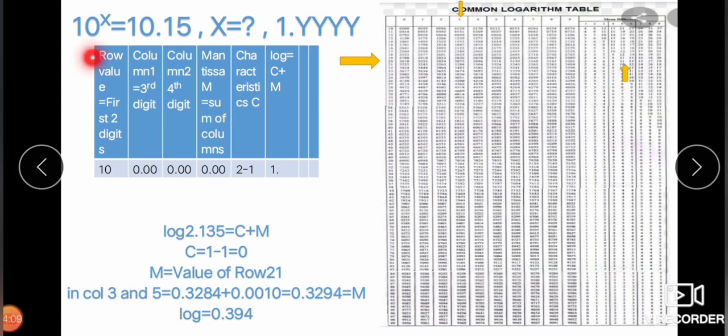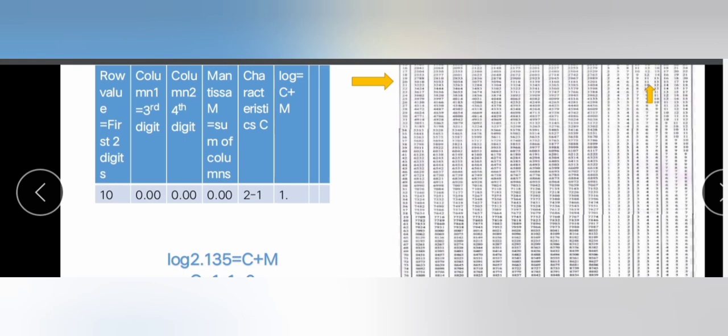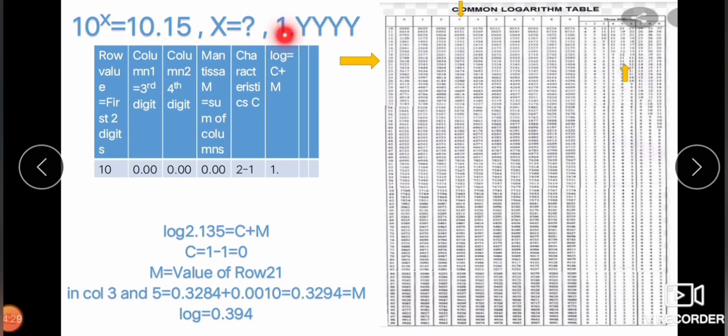Let us look for 10 raised to x is equal to 10.15. We know that 10 raised to 1 is 10. So 10 raised to x is equal to 10.15 will give the power x greater than 1, 1 point something. This is characteristics 1. This we have counted from these digits. Count the digits 1, 2. 2 minus 1 is 1, and hence characteristics is 1 plus decimal part we have to see on this page.